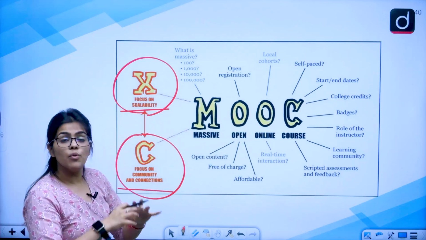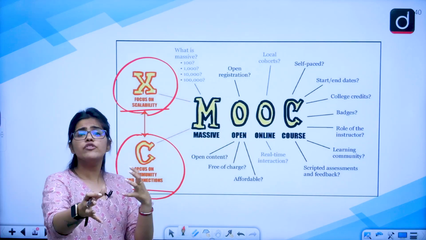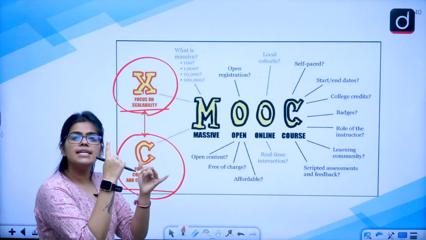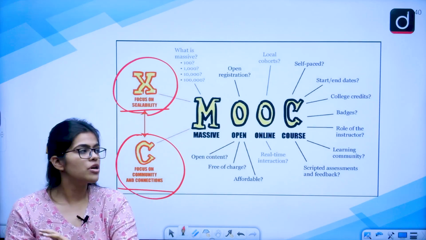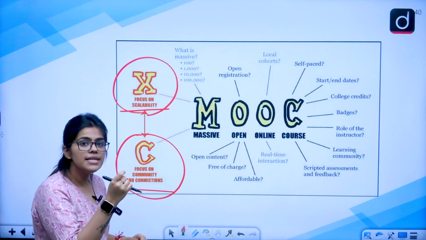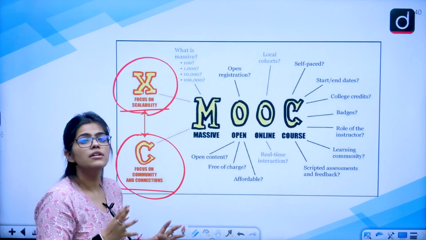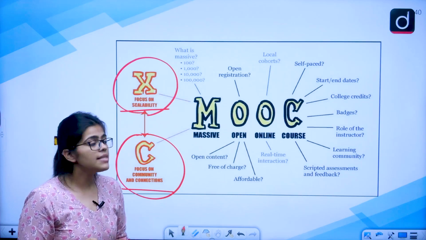What is basically the criteria? It has open registration. You have your locus of control. You have the power. It is self-paced. The starting and the ending are properly structured. There is properly structured content. There are credits given. There are badges given. There is the role of the instructor. The instructor is ever present. Real-time study can also happen.